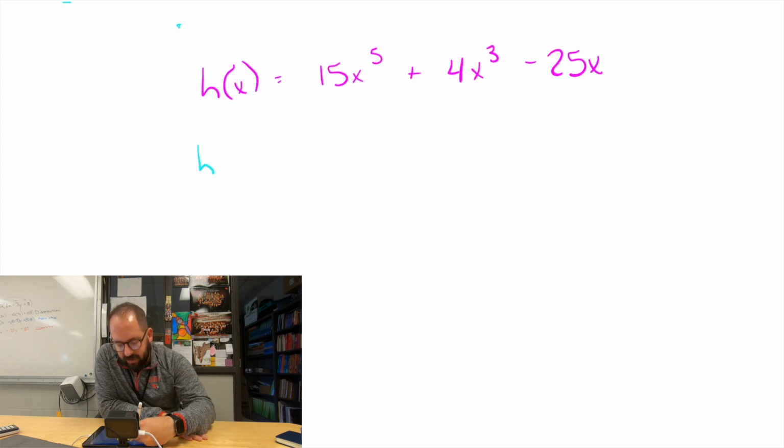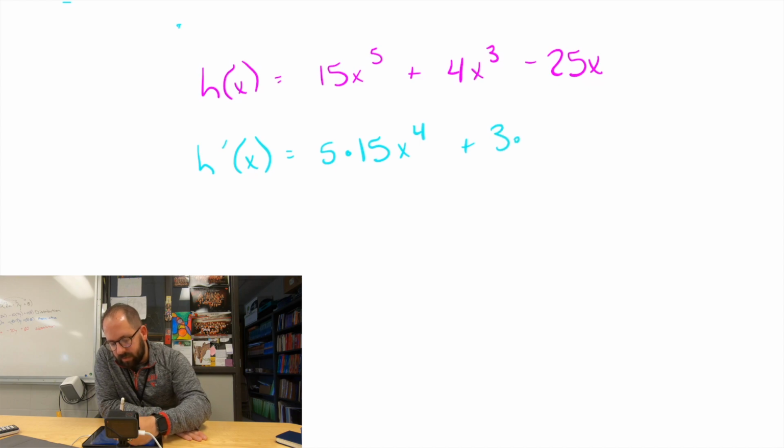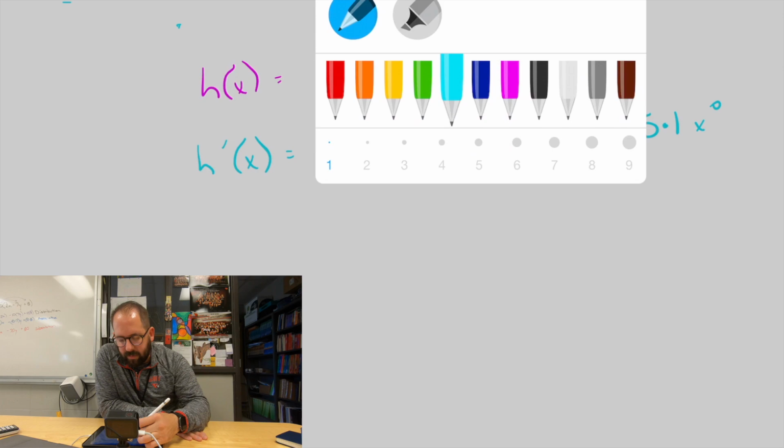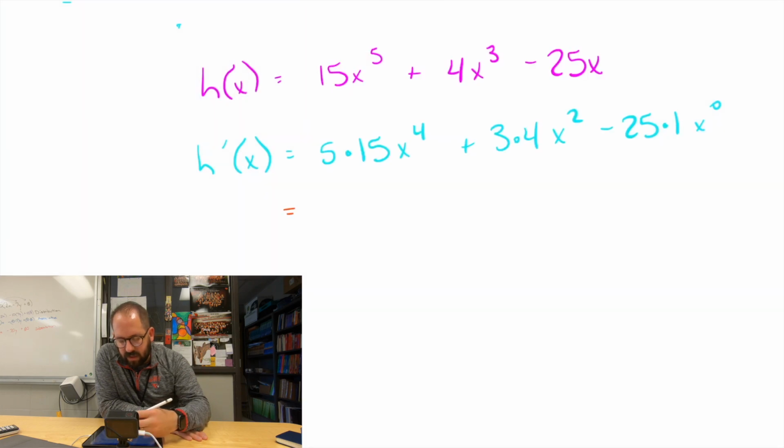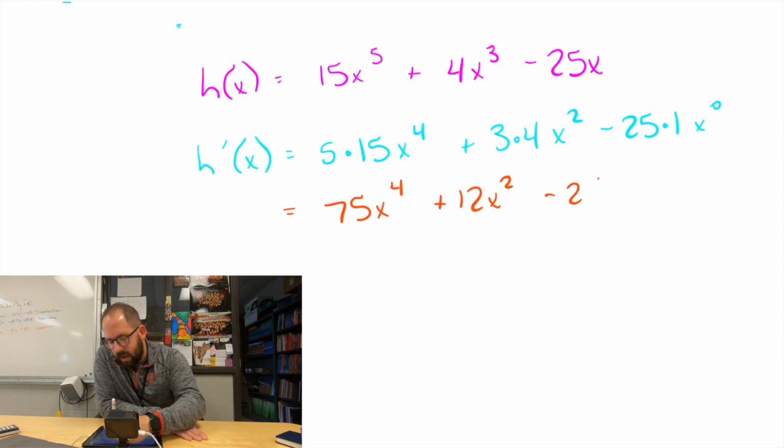So for the first derivative, h prime of x, I'm just going to do the power rule. Drop the power out front, subtract 1 off the power. Drop the power out front, subtract 1 off the power. Drop the power out front and subtract 1 off the power, and then just write down my final answer. So this is going to end up being 75x to the 4th, plus 12x squared, minus 25, because the x to the 0 disappears.